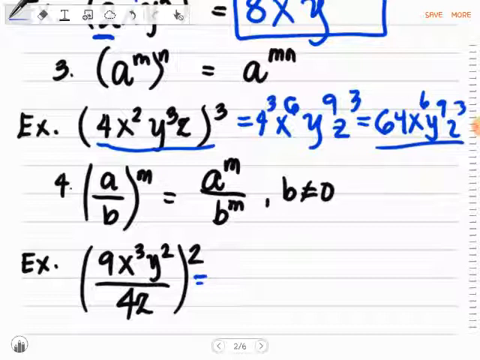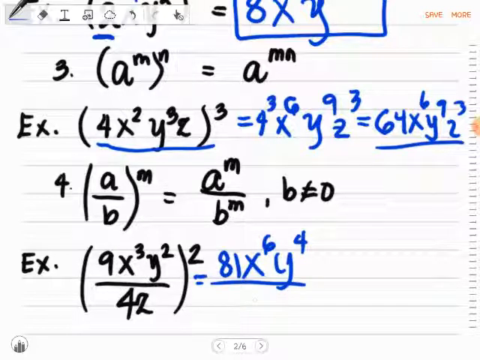Depende kung ano ang given, kung ilan yung given na nasa labas. So, kung 2 yan, dalawang beses mo siya i-multiply by itself. Therefore, our answer here is 81, right? Then x, 3 times 2, that's 6, y raised to 4, because 2 times 2 is 4. Then, 4 times 4 is 16, right?